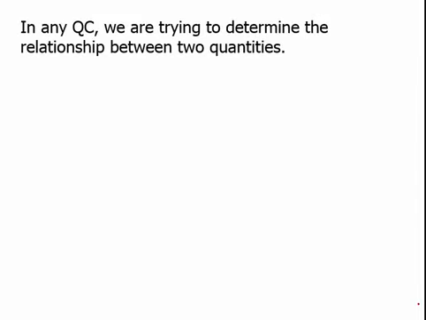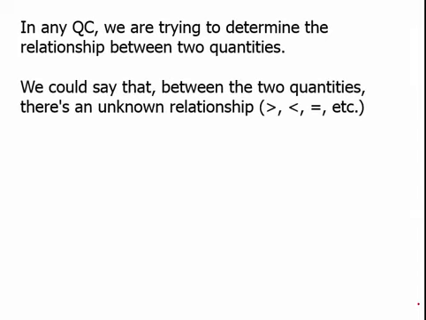In any QC, we're trying to determine the relationship between two quantities. We could say that between the two quantities there's some unknown relationship. It might be always greater than, always less than, always equal, or it might be some combination or indeterminate.